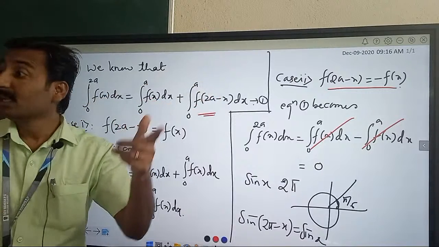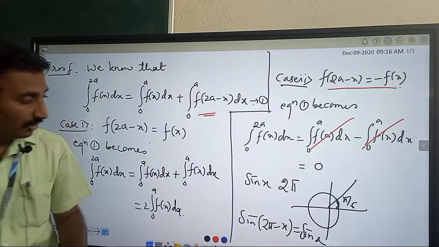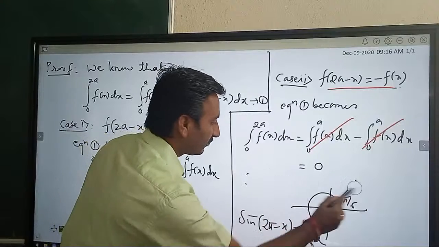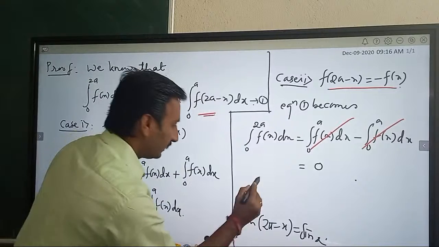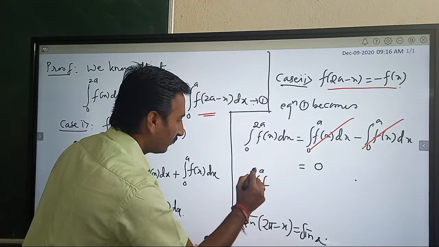This is the property, or sorry, the previous one. The integral from 0 to 2a of f of x dx, what we have written, no? Now look at this. I'll just remove this and I will write here, I will explain this part. See, this is 0 to 2 pi.